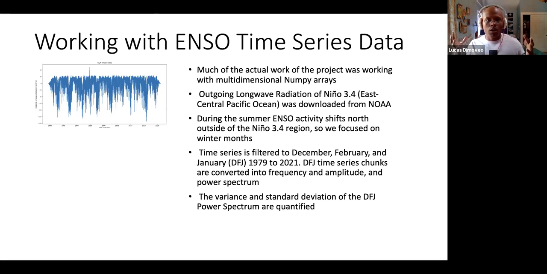The reason we didn't analyze the whole time series data is that during the summer months, ENSO activity tends to shift a little bit north, outside of our rectangle. Just an intuitive sense, seasons carry variation with them, and so we wanted to remove seasonal variation to focus on anomalous data. So we took these 90-day chunks of winter for every year from 1978 to 2020. Next slide, please.